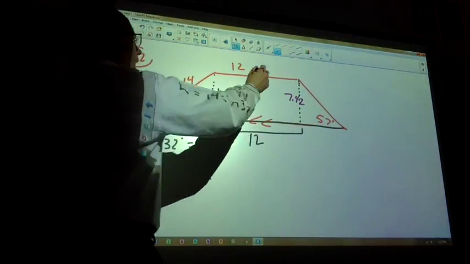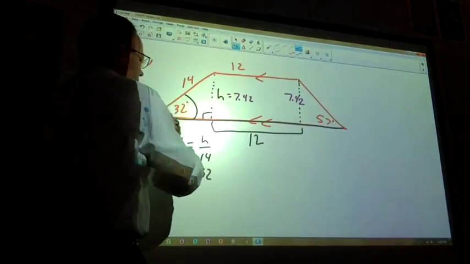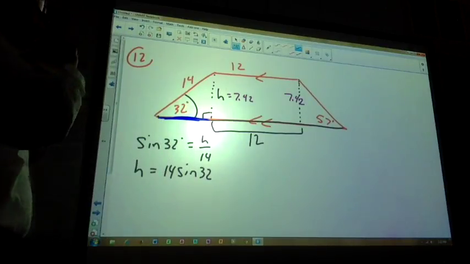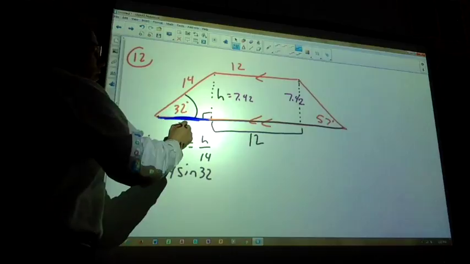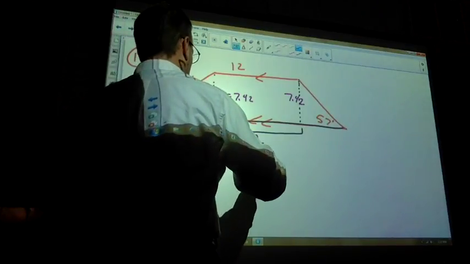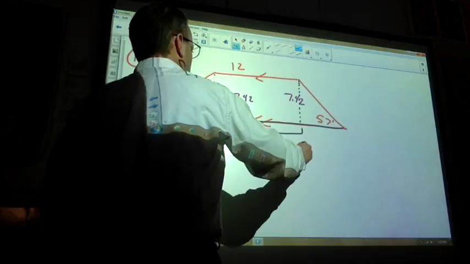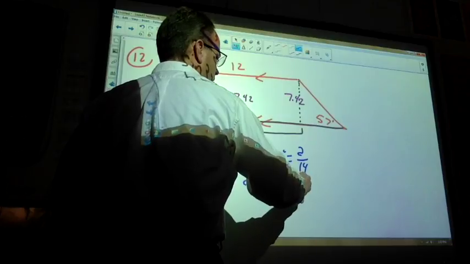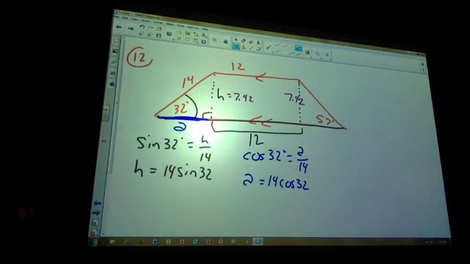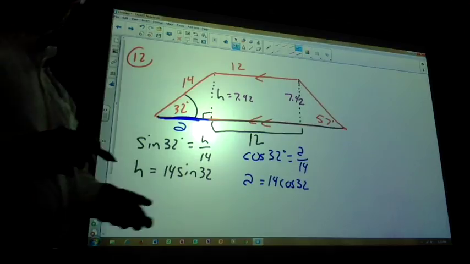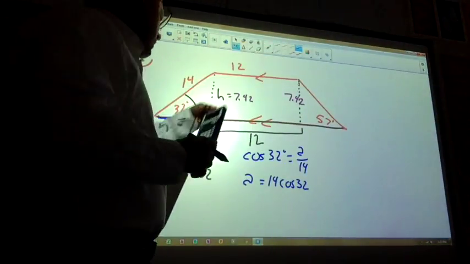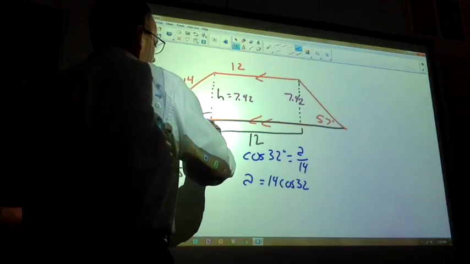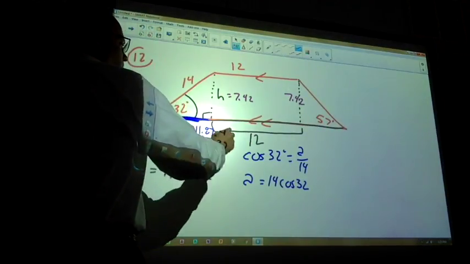And then now I want to find this down here. So that looks like it's going to be cosine because that's the adjacent side. So we'll just call that A. So I have cosine of 32 is equal to the adjacent side over the hypotenuse. So that's going to give me A equals 14 cosine 32. And you guys have the calculators to do that. 11.87, I'll take that. Okay, so now I know this distance and I know the 12.